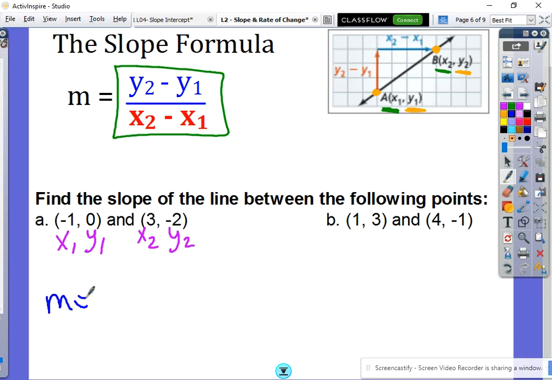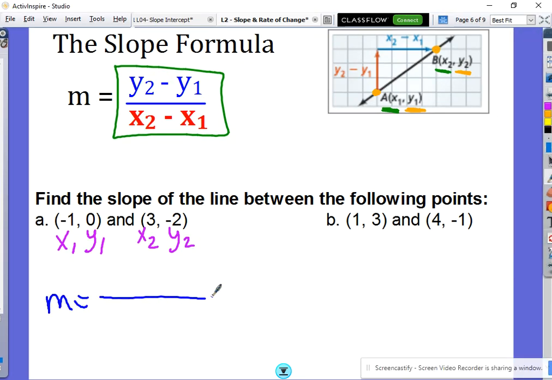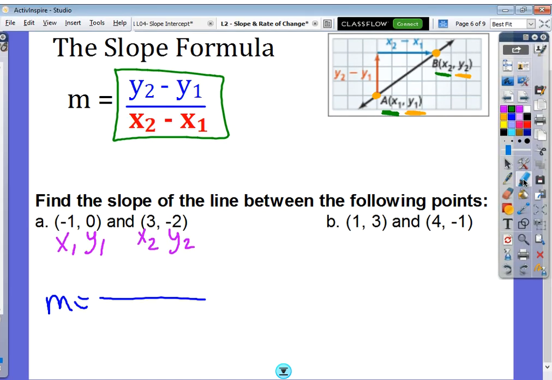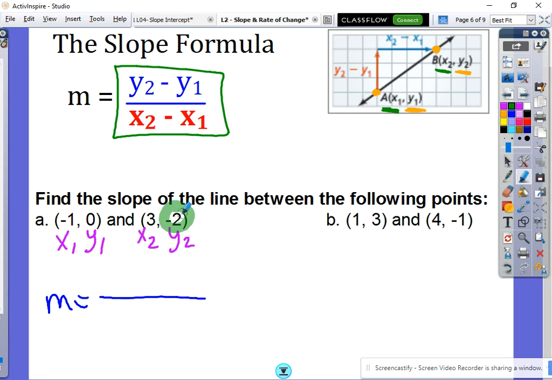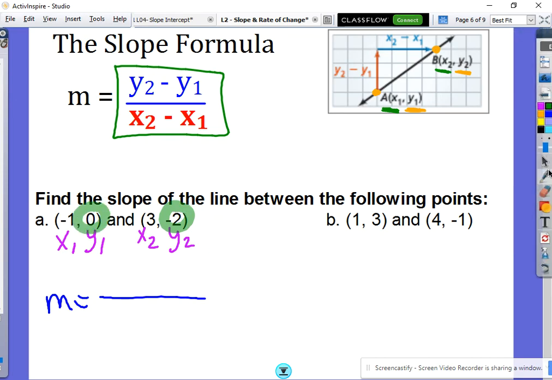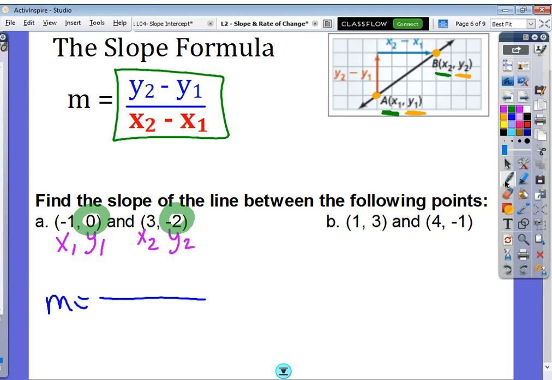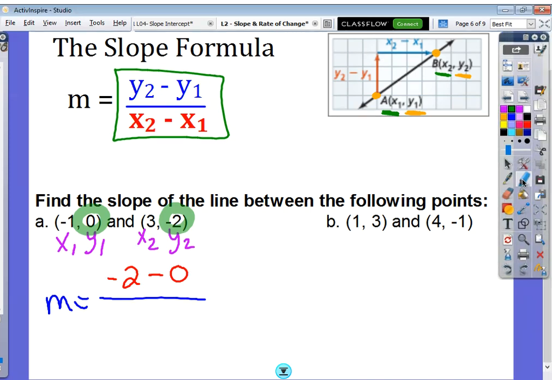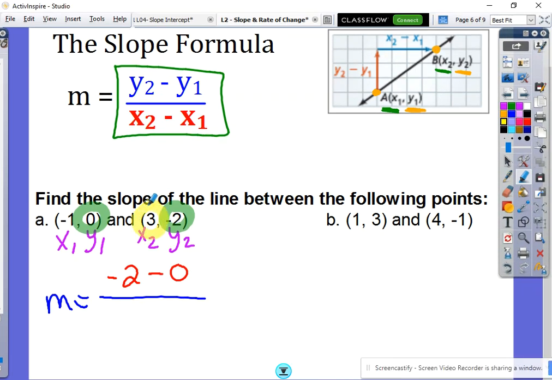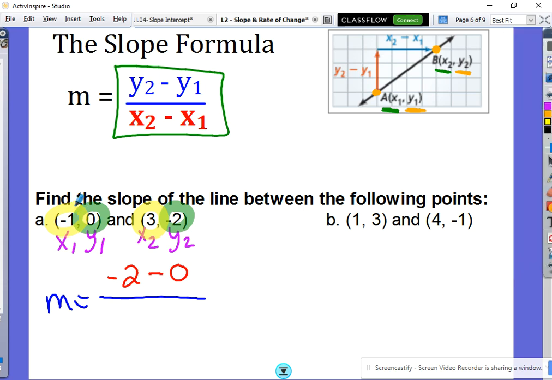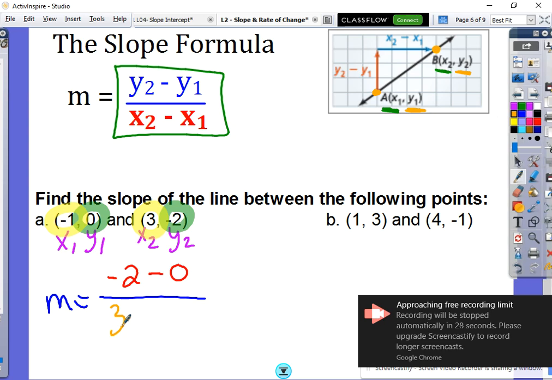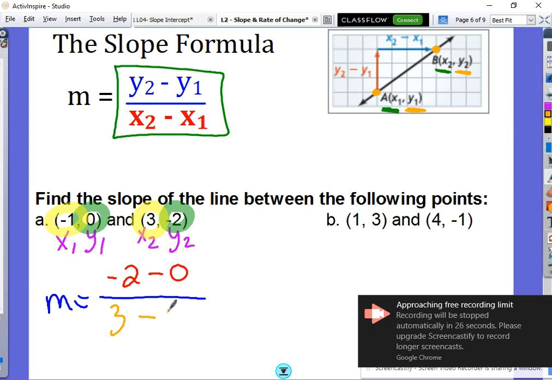Then we have m equals, we're trying to find that slope, m equals y2 minus y1. This is our y2 right here, minus y1. Be careful how you set that up. So y2 is negative 2 minus y1 is just 0. Okay, now we're going to go to the bottom and subtract x2 minus x1. All right, so positive 3 minus negative 1.